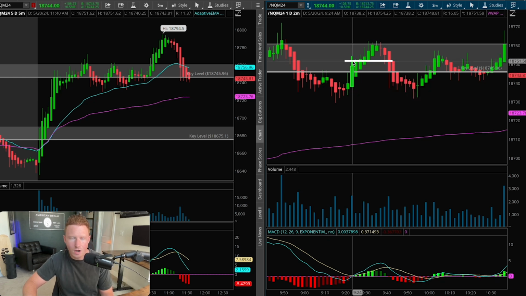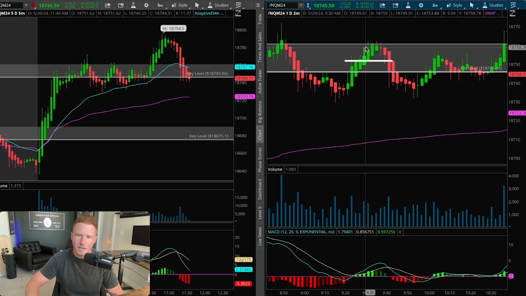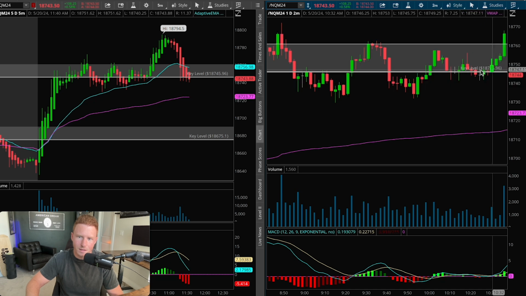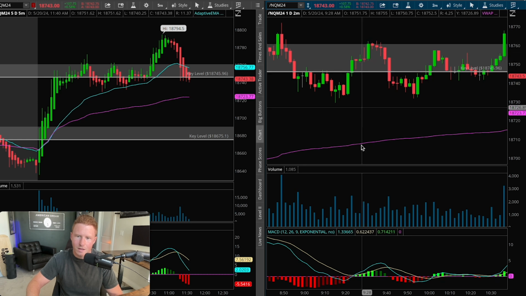Keep in mind, these are Heikin-Ashi candles. These aren't regular candles, but we ended up going up around 10 points or so. Now, there was something that scared me that made me get out of the trade a little bit earlier. If we go to the normal candles, you'll be able to see it. As you can see, we end up going up a quick 10 points, and then we dropped down with pretty good volume.